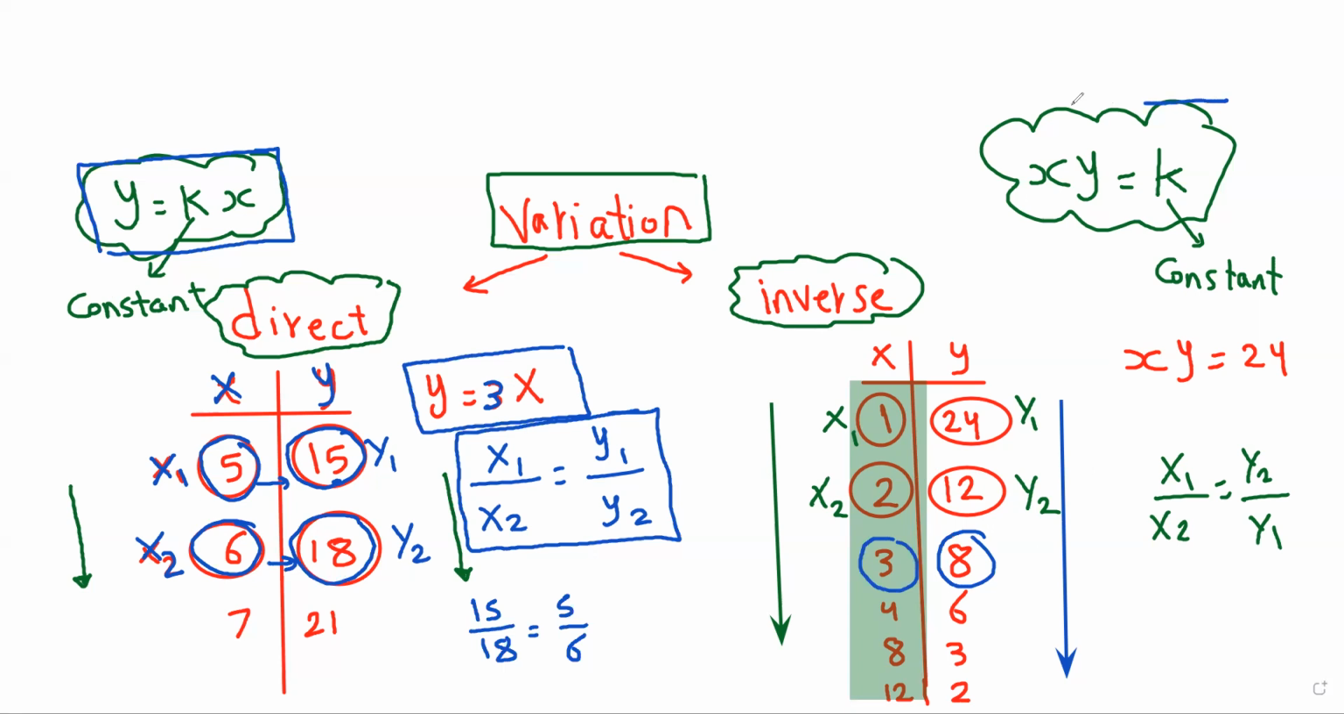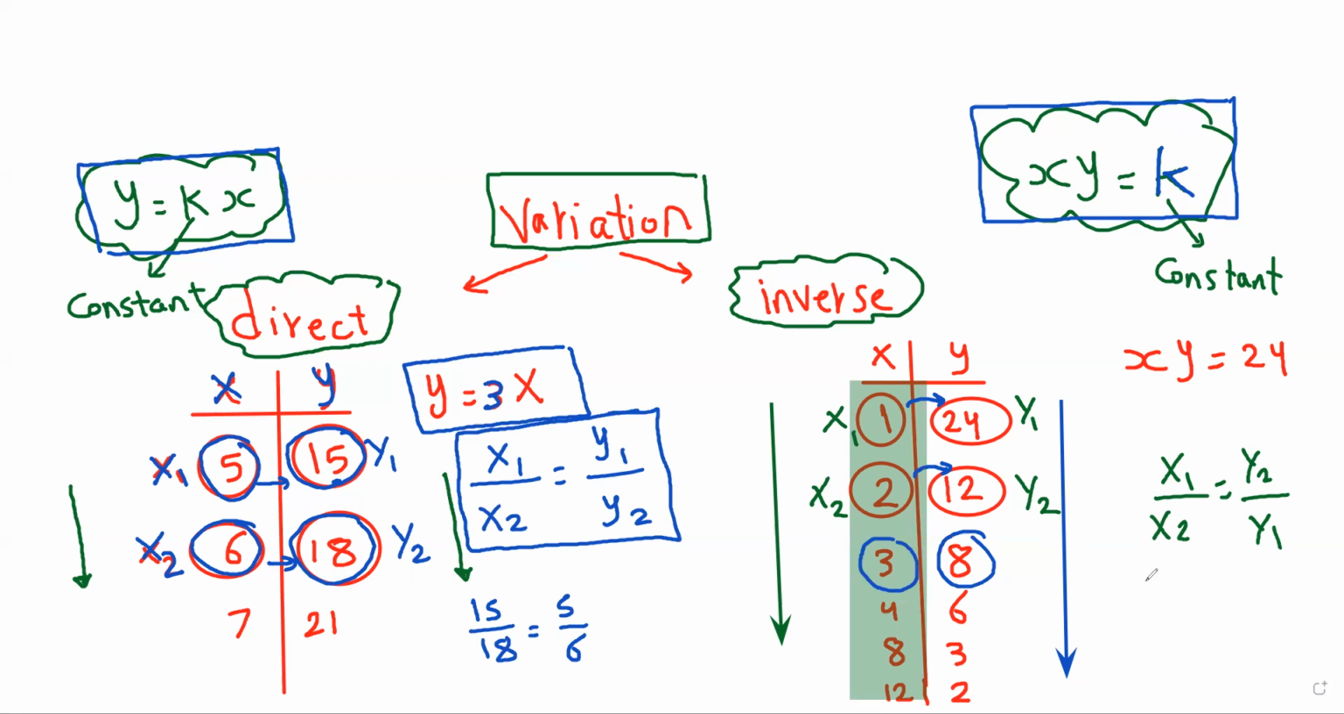So xy equals k, x multiplied by y equals k. K is a constant. That is the inverse variation. If you take x1, here 1, y1, the opposite value, is 24. And if you take any other value, x2 is 2, y2 is 12.